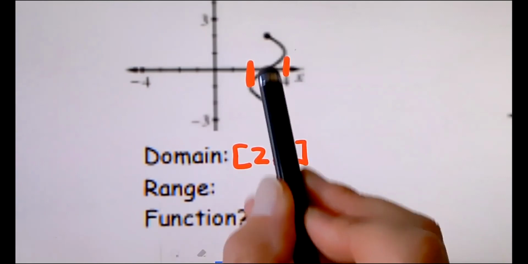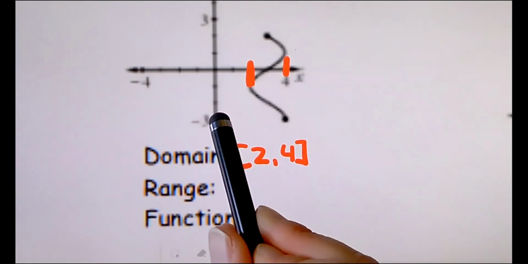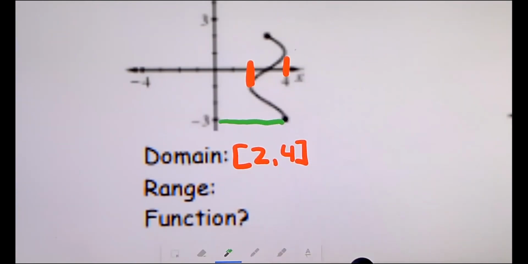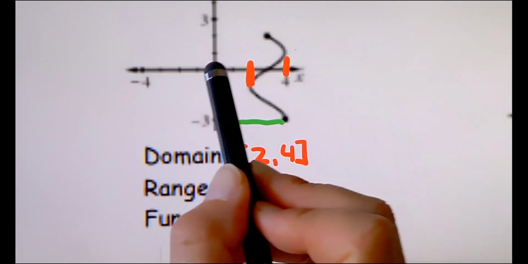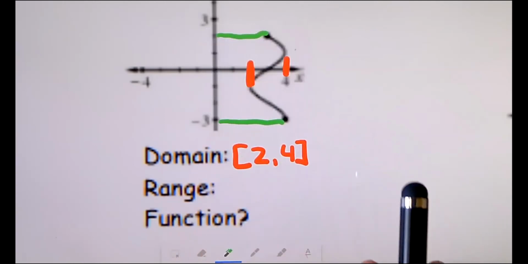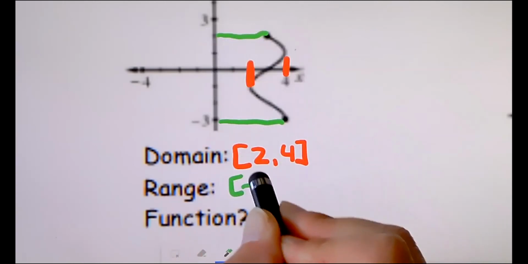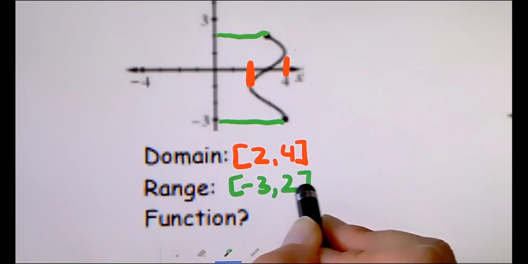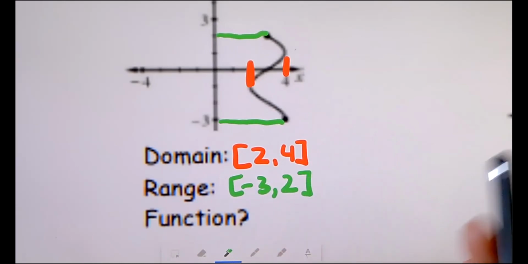And then how low does this graph go? Looks like this graph goes to -3. And it goes up here. It looks like it stops right here, so it looks like it stops at 2. So it's going to be -3 to 2, both closed brackets.